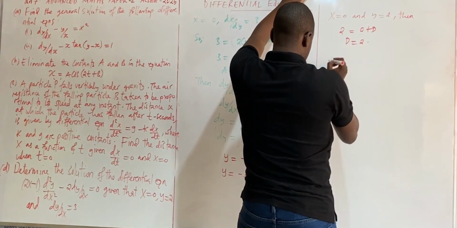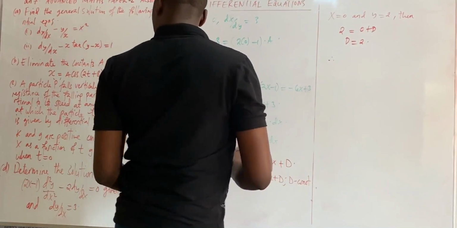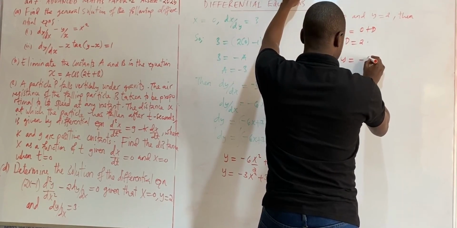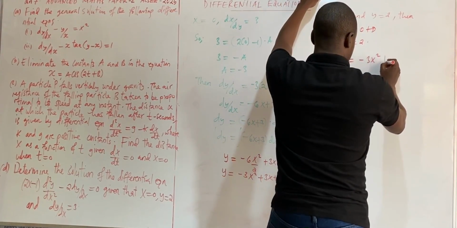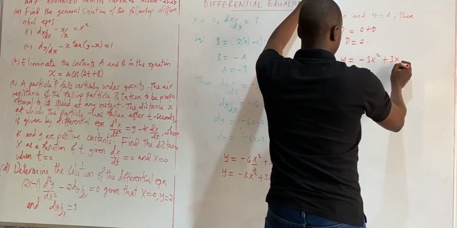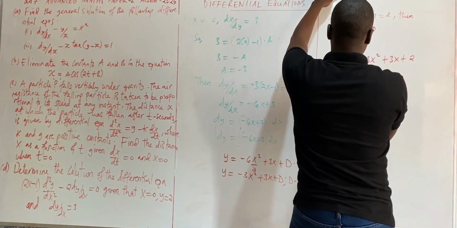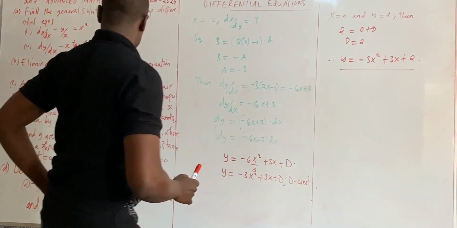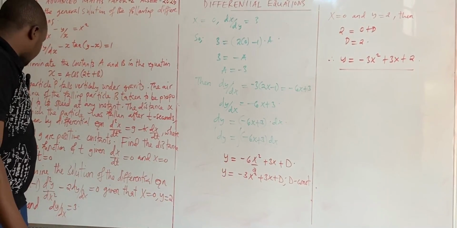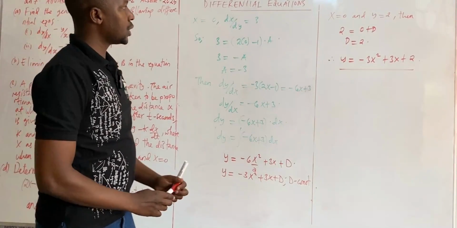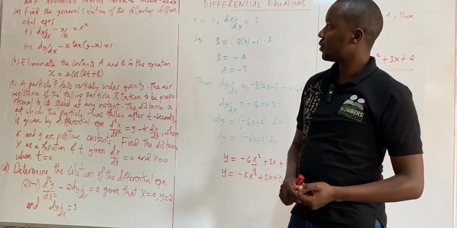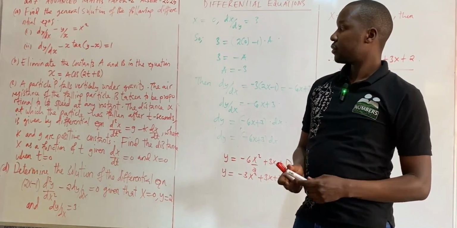Now, the solution now becomes y equals to negative 3x squared. Now we plus 3x, then d is 2, we plus 2. Up to that point, we have managed to get the solution for the differential equation of this part B provided with the initial condition. And up to that point, we are through with question number 7 in the year 2025.